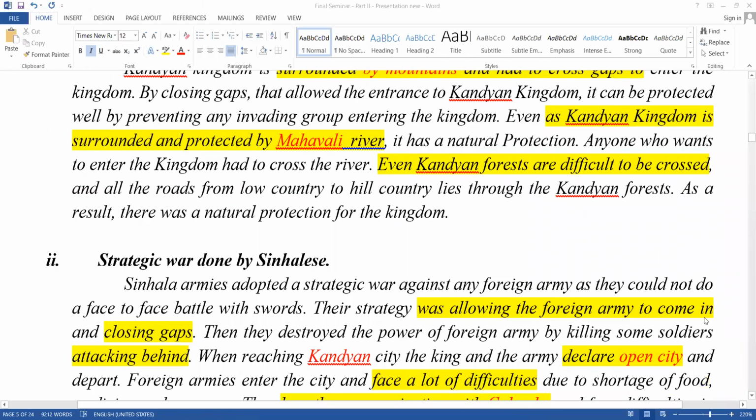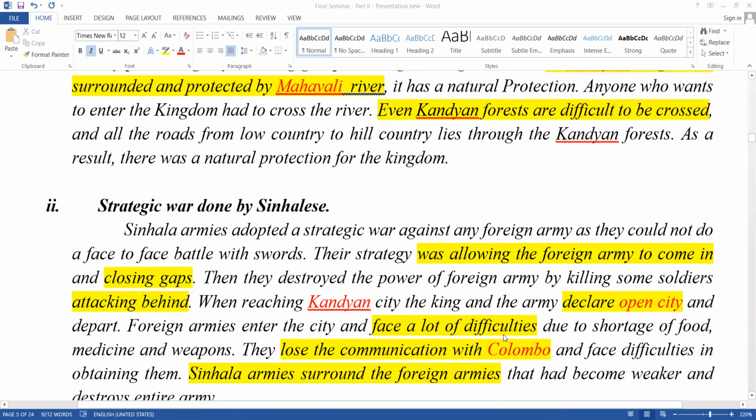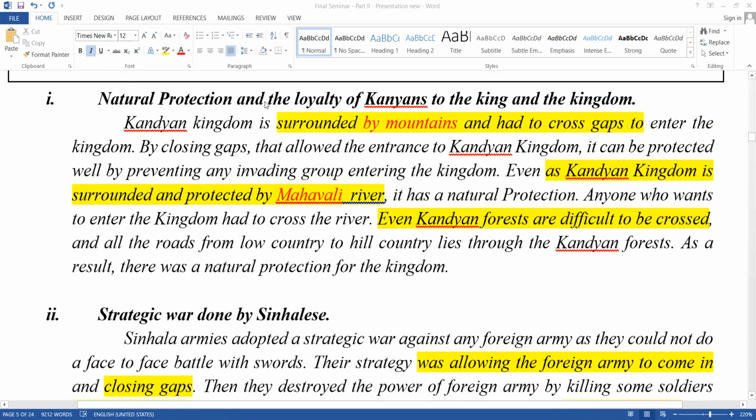Allowing the foreign army to come in, closing the gaps, attacking from behind, declaring an open city, and facing a lot of difficulties, losing communication with Colombo, and Sinhalese armies surrounding the foreign army and attacking. The geographical location of the Kandyan kingdom, you can write under the heading of natural protection.